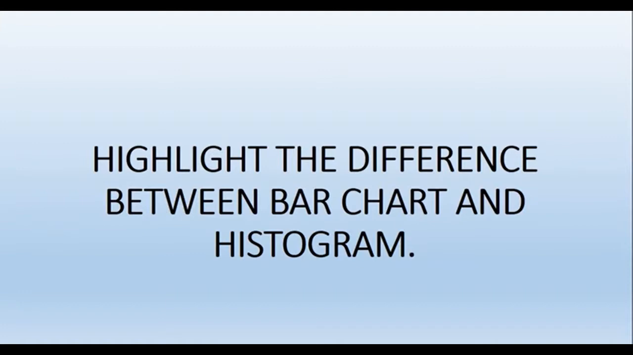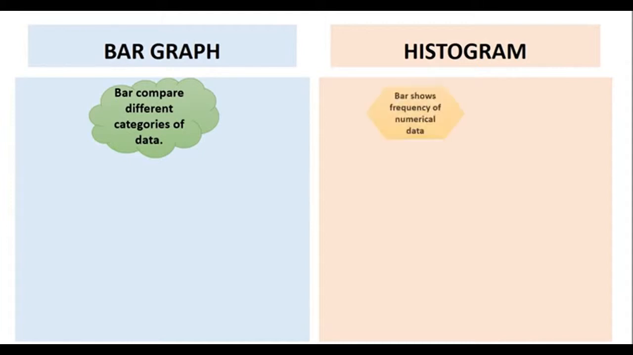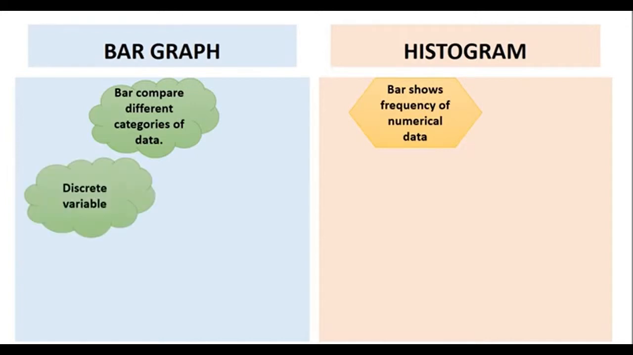One of the possible solutions to solve the first misconception is to highlight the differences between the bar chart and the histogram. First of all, the differences between both graphs are by definition. A bar graph is a pictorial representation of data that uses bars to compare different categories of data. Meanwhile, the histogram refers to a graphical representation that displays data by way of bars to show the frequency of numerical data.